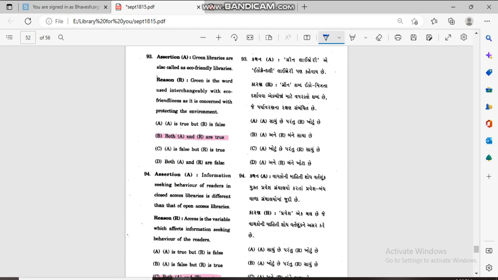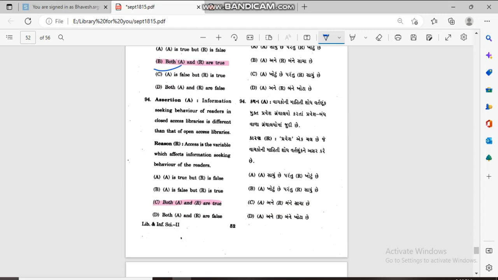Green libraries are also called eco-friendly libraries. Green is the word used interchangeably with eco-friendliness as it is concerned with protecting the environment. Both are true.